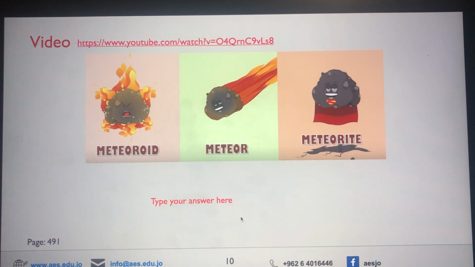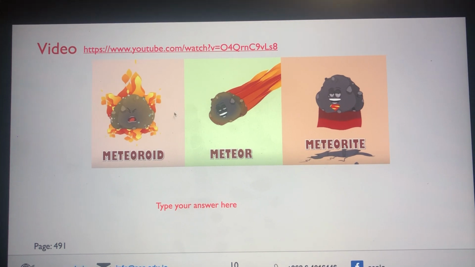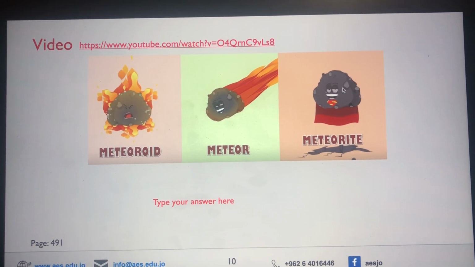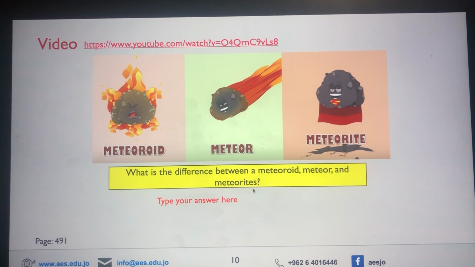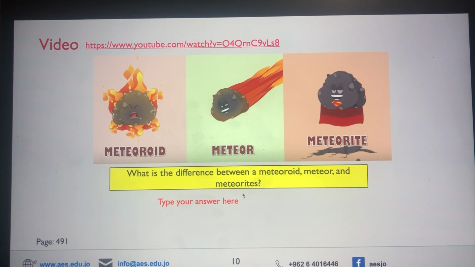Now let's investigate what that all means together through the video right here. You can watch the video and you will understand the difference between all three. And when you're done, please answer this question. What is the difference between a meteoroid, meteor, and meteorite?